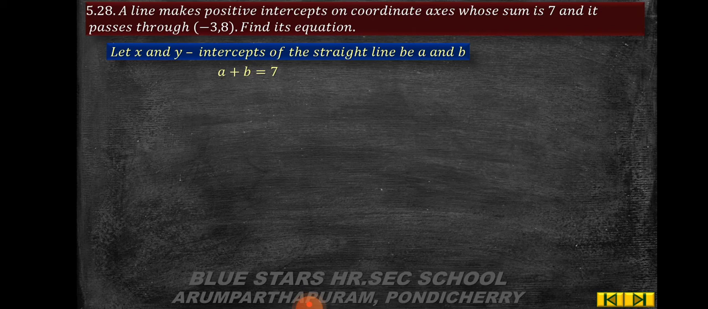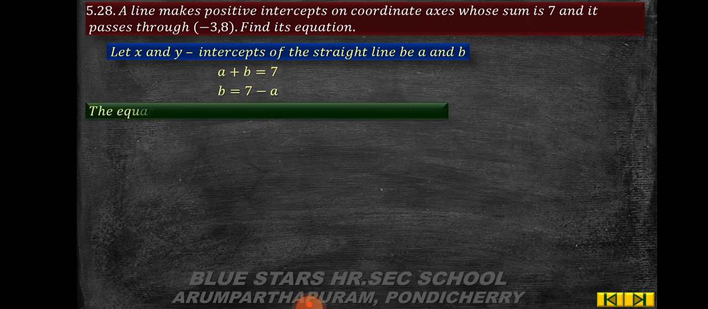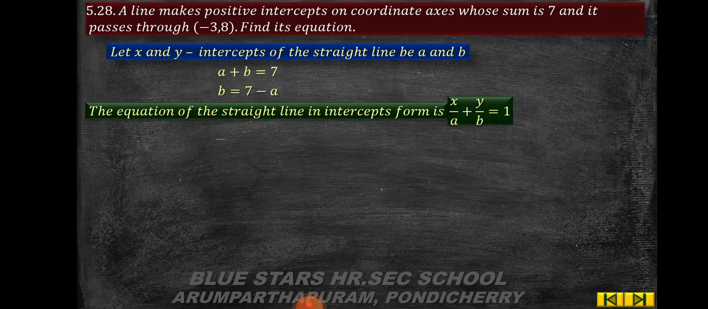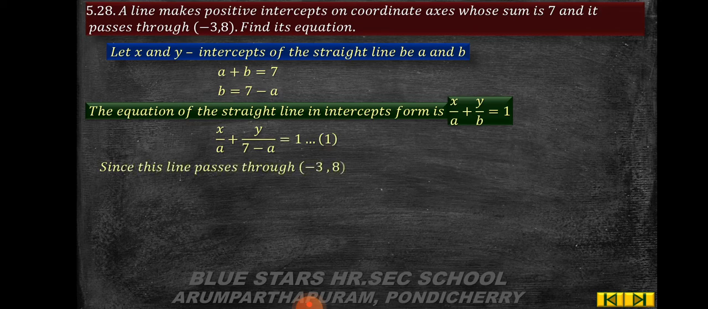Because we don't know the intercepts, let me consider both as a and b. The sum of the positive intercepts, so both the intercepts are positive, so a plus b is equal to 7. So b is equal to 7 minus a. The equation of the straight line in intercept form is x by a plus y by b is equal to 1. So x by a plus y by (7 minus a) is equal to 1, which is equation number 1. Since the line passes through the point (-3, 8), minus 3 is your x and 8 is your y.